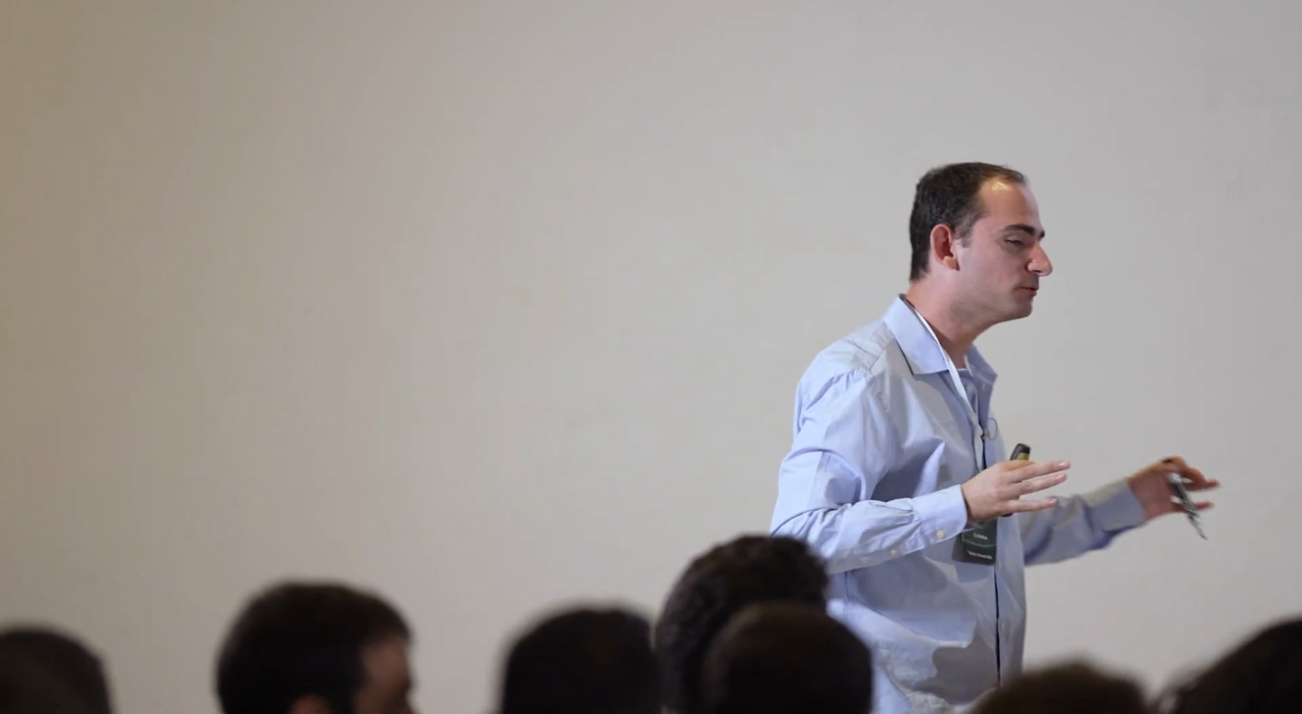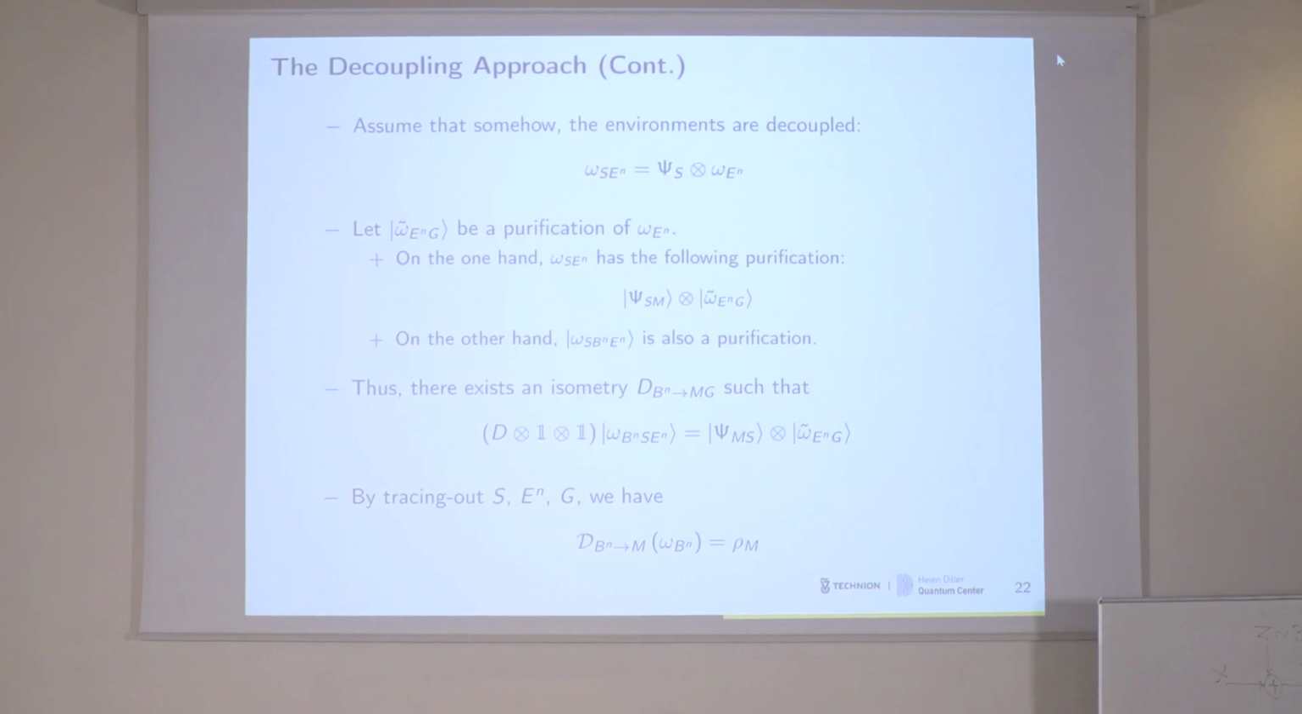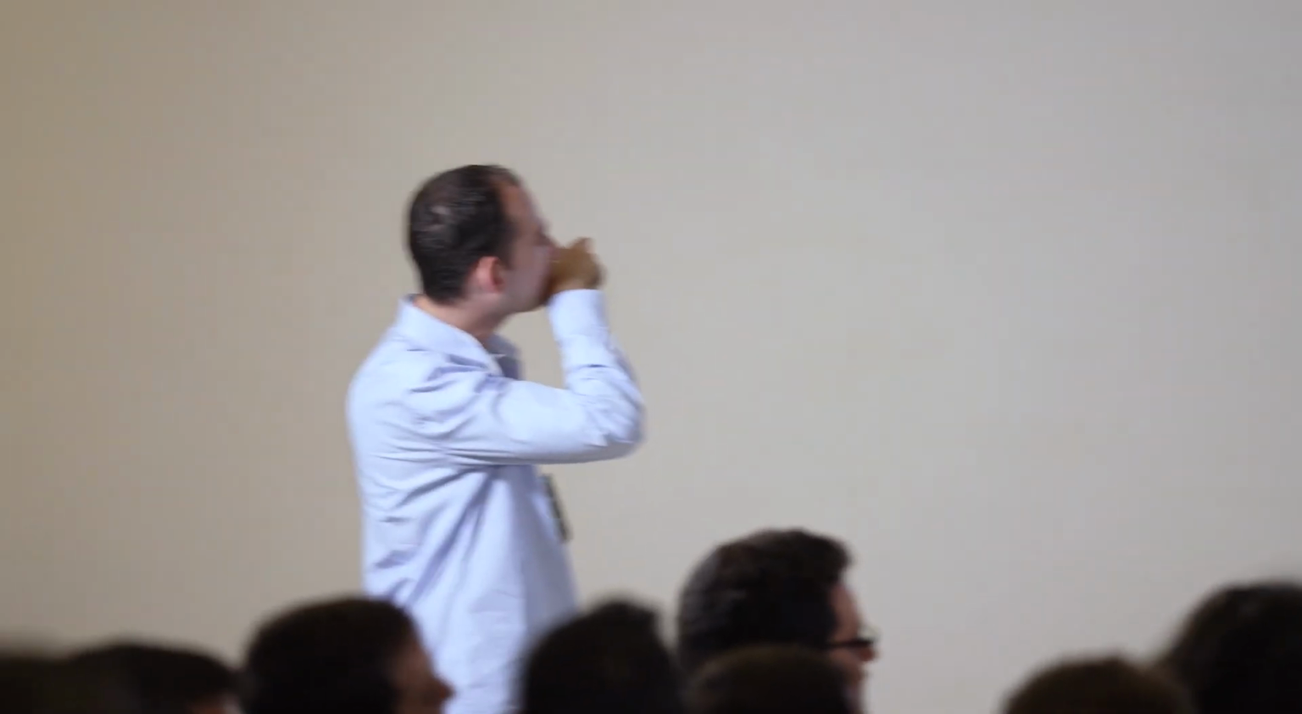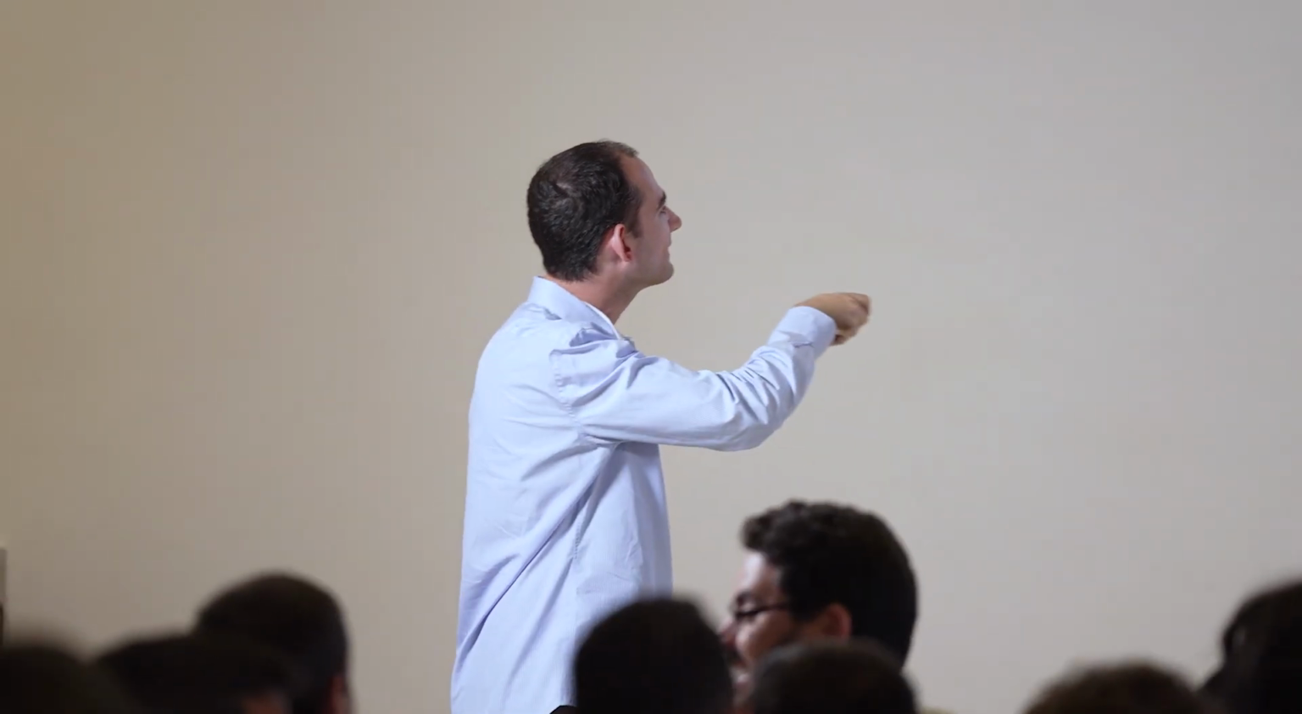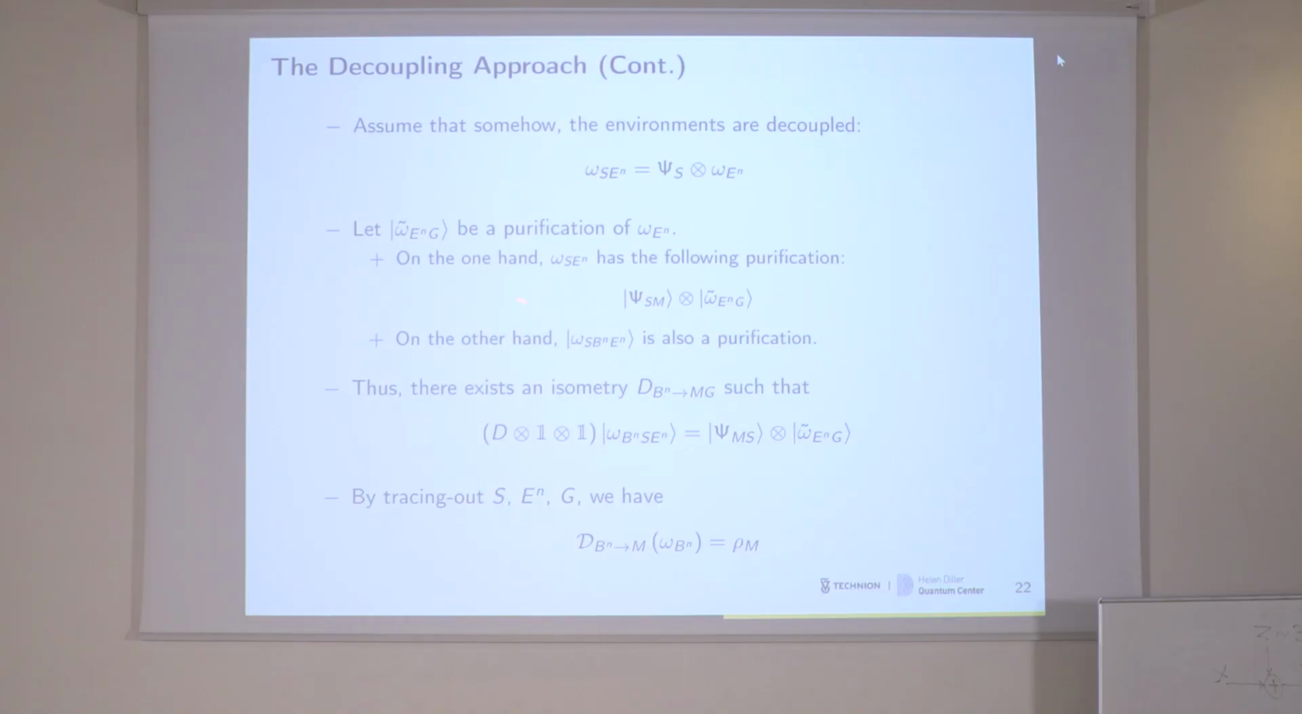Okay, now let's assume that somehow I managed to encode such that the two environments are decoupled. Decoupled means that they are in a product state, as we have here. Let's see where this leads. Now, this state of the environment of Bob has some purification. We add G. So it has this purification, and I also have the original output state, which is also a purification.